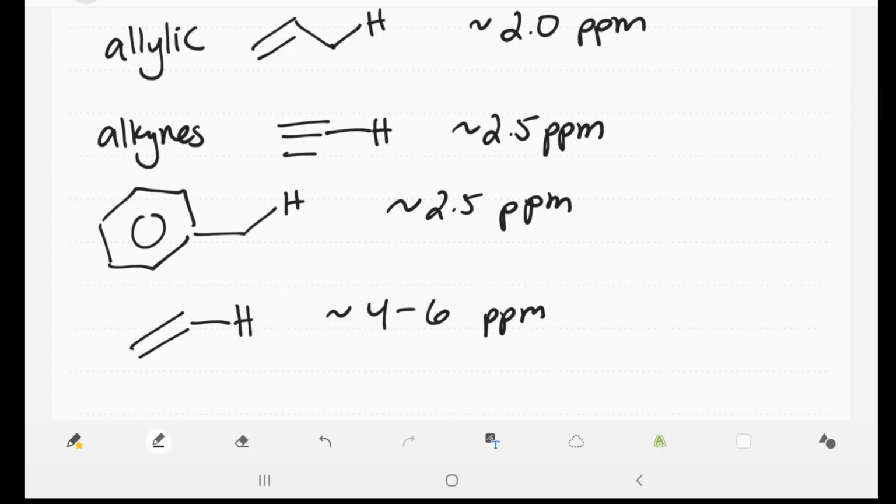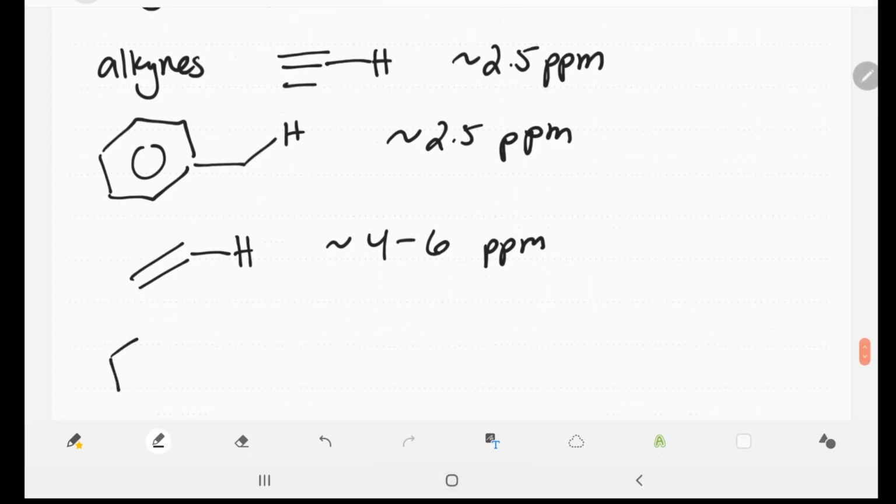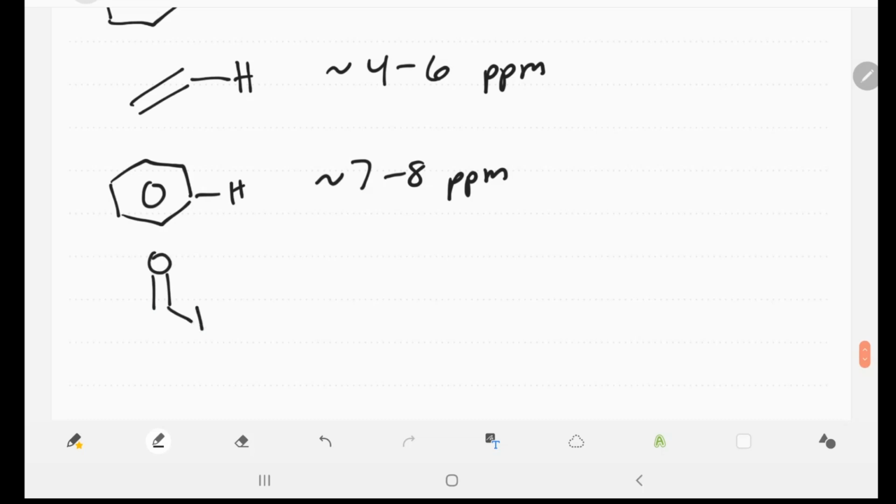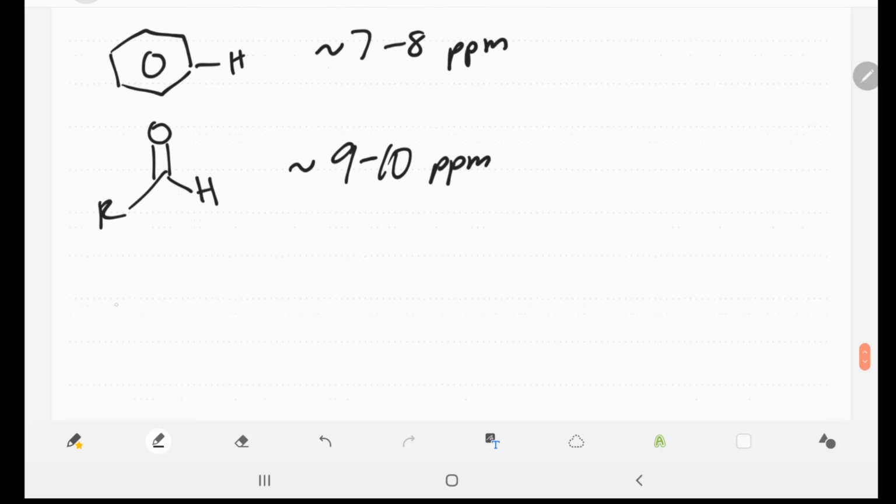Aromatic ones are usually about 7 to 8. Very specifically, though, aldehyde ones show up at about 10, maybe 9 to 10, we'll say. They're very distinctive, very easy to see. And carboxylic acid ones show up around 12.